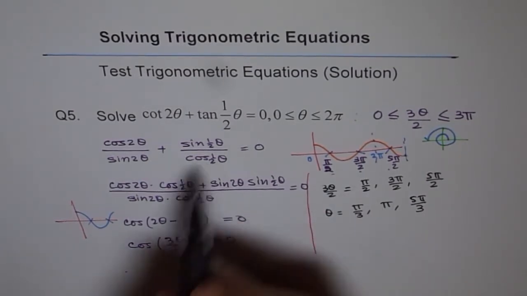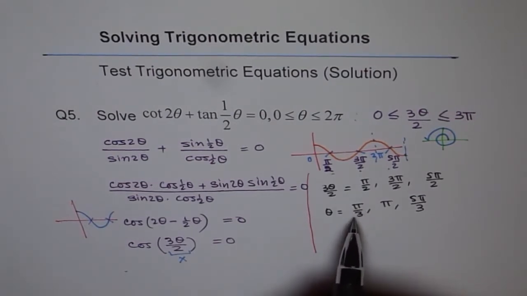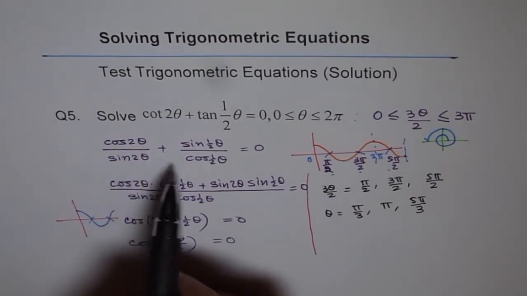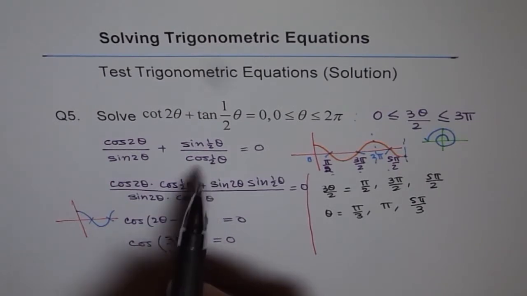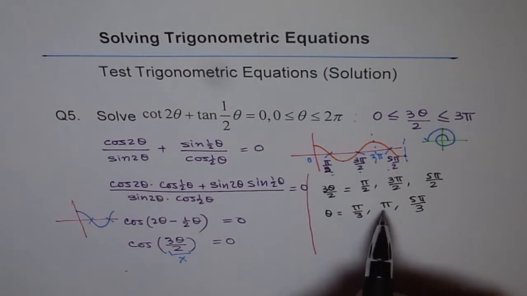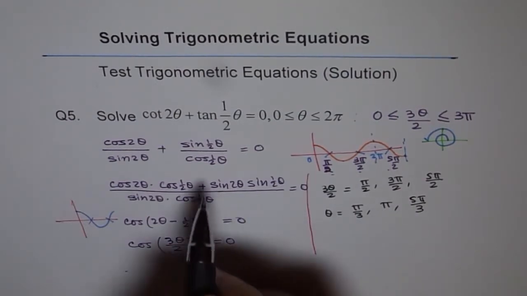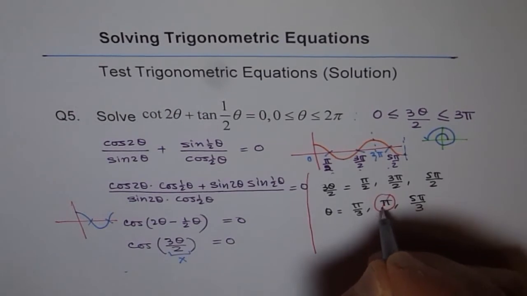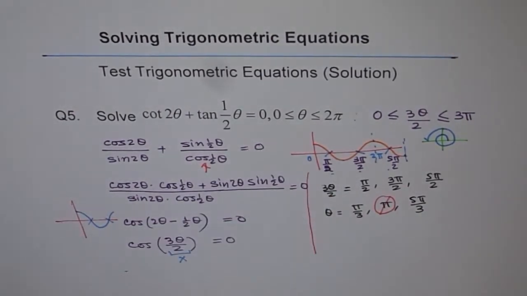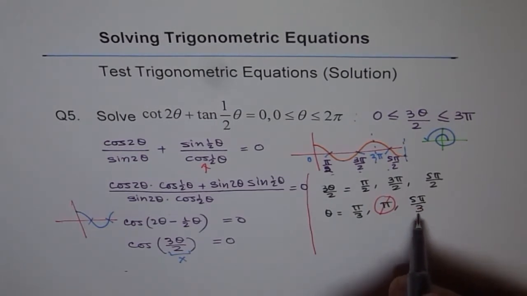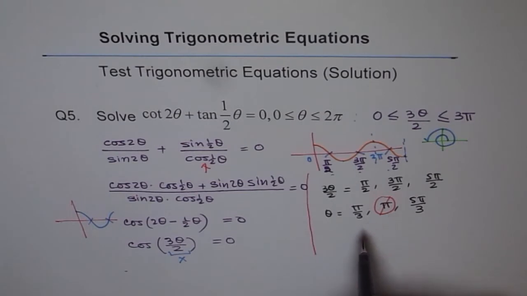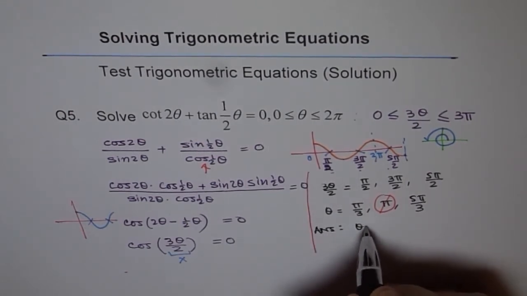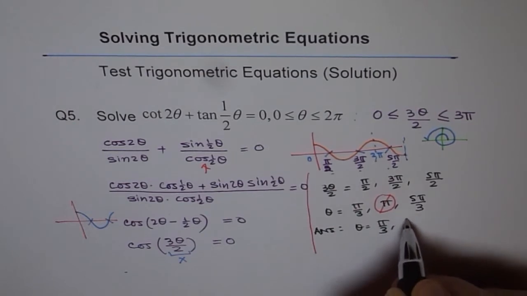So these are still our solutions, right? But now let's look at the restrictions. If you put pi over 3, is sine 2 theta 0? Because it cannot be. No, it is not 0. So that is okay. How about cos of half theta? That is also not 0, so that's fine. But for pi, if I put pi here, then cos half theta is 0. Do you see that? Therefore, this is not a solution, right? It is cancelled since it falls under the restriction. How about 5 pi by 3? Well, it passes the restrictions. It is not amongst the restrictions, correct? So therefore, the final answer is theta equals pi by 3 or 5 pi by 3.